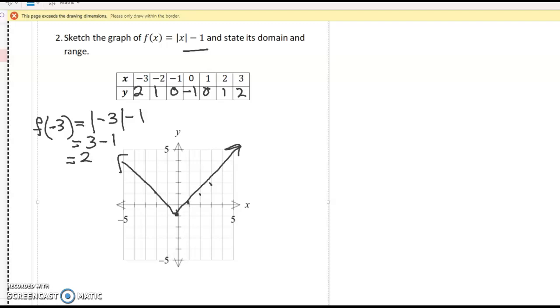Okay, domain and range. Domain's the same: we've got negative infinity to positive infinity. And range, it's just shifted down 1, so negative 1 up to infinity. Fantastic. So the key thing in there is that a constant on the end shifts it up or down the axis.